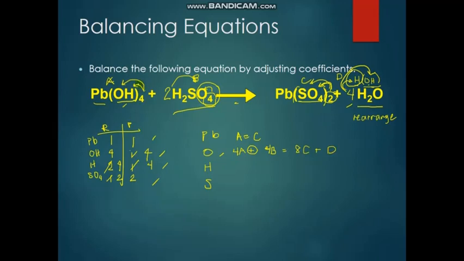Next, hydrogen. So we have 4A plus, same side of the equation, how many? 2B equal to, you don't have hydrogen in C, let's move to D, you have 2D. Last, sulfur we have in B, only 1, equal to, and we have in C, you multiply it by 2.